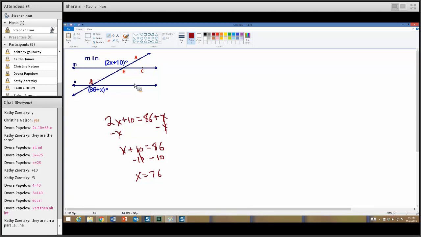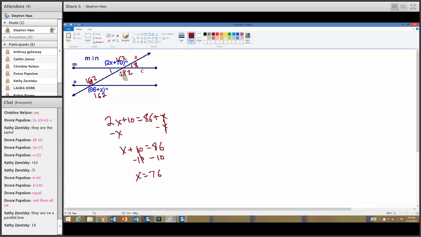So 86 plus x is 86 plus 76, which is 162. 2x plus 10 is 2 times 76, which is 152, plus 10, which is 162 as well. And so, of course, b is also 162, so d is also 162, and the rest are supplementary with that. So the rest are 18.